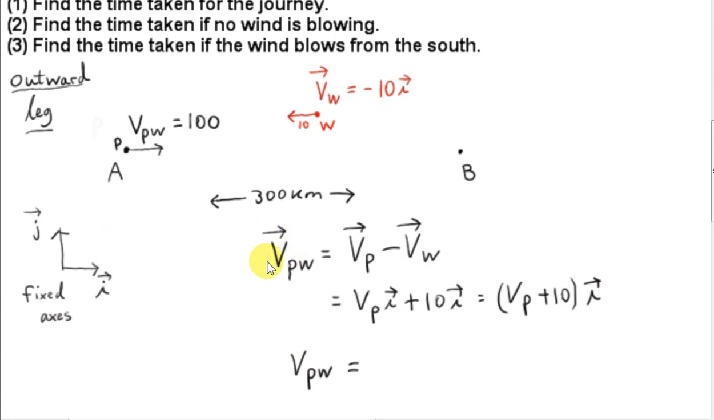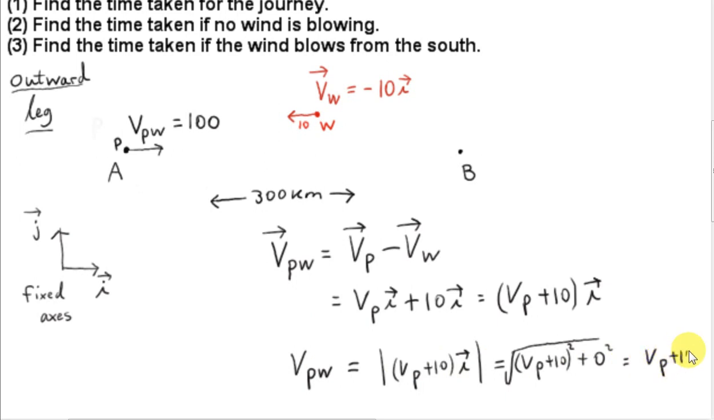Now, we happen to know the magnitude of this vector, VPW. We know that it's 100. So how do we get the magnitude of a vector? Well, we square the components and add them. The j component is 0. We square the components, sum them, and then take the square root. Well, this is just going to give us VP plus 10. It'll just give us what's in front of i, provided what's in front of i is positive, and it is because VP, the speed of the plane, is positive. Speed is a positive quantity.